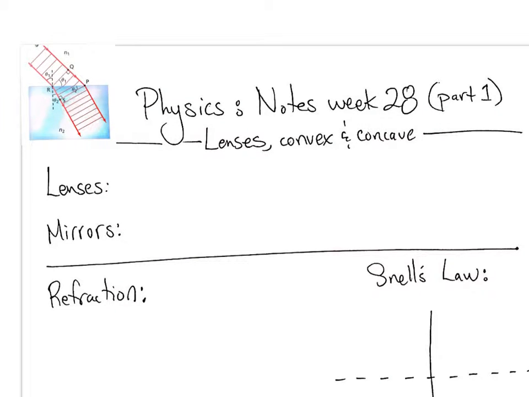Okay, week 28, part 1, we're talking about lenses, convex and concave. So we've talked about mirrors for sure, and lenses look very similar. So we have convex and concave.